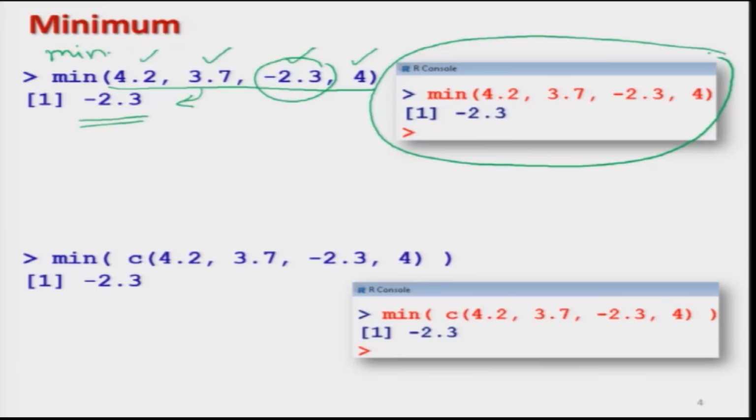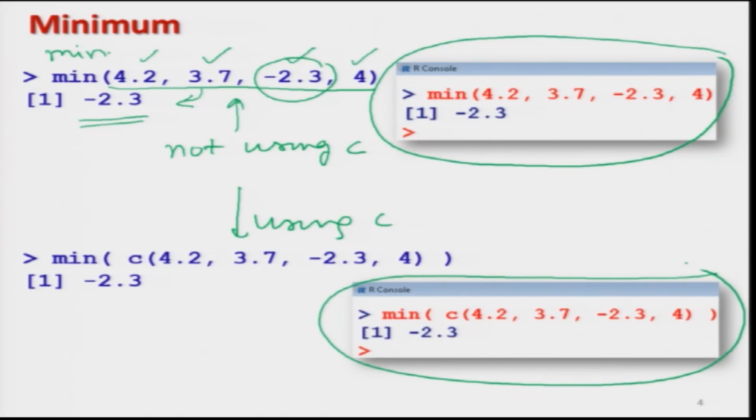Okay. Here is the same operation, and again I am trying to show you that here I am not using the C command, and here I am using the C command. Means the data is combined using the C command, whereas in the first case the data is not combined using the C command, but in both cases the outcome is the same. So again I will advise you to always use the C command to combine the data vector. And here is the output or the screenshot.